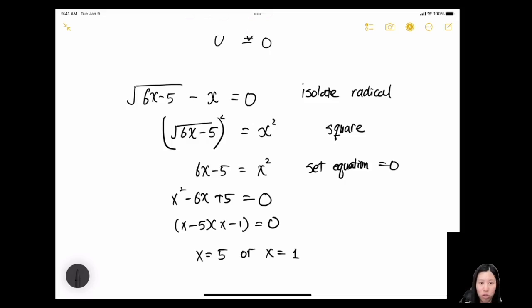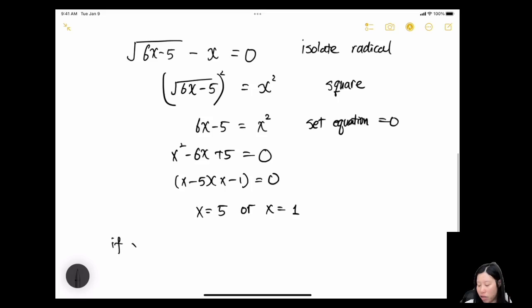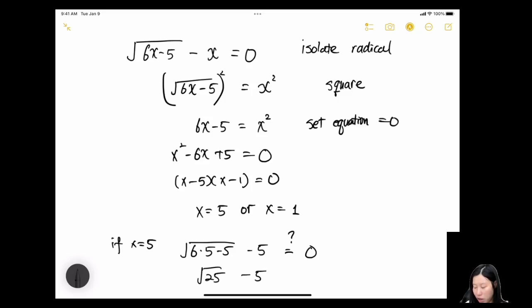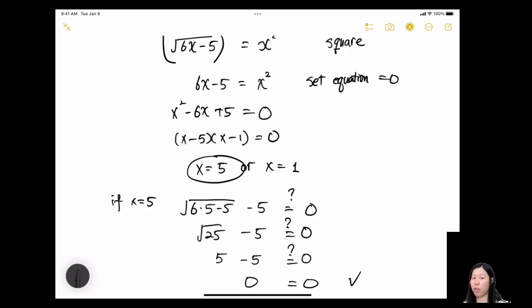Remember to always check the solution. So now let's see. If x equals 5, I have 6 times 5 minus 5, minus 5, equals 0, maybe. So I have the square root of 25 minus 5 equals 0, maybe. The square root of 25 equals 5, 5 minus 5. Oh, we know that this equals 0. So x equals 5 is a solution. One of the solutions. We still need to check the other one.